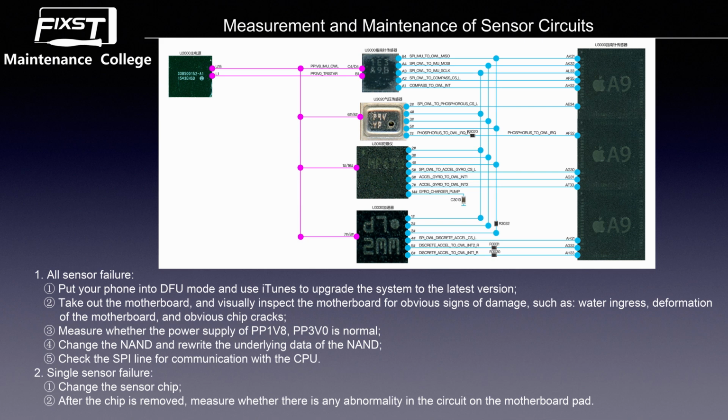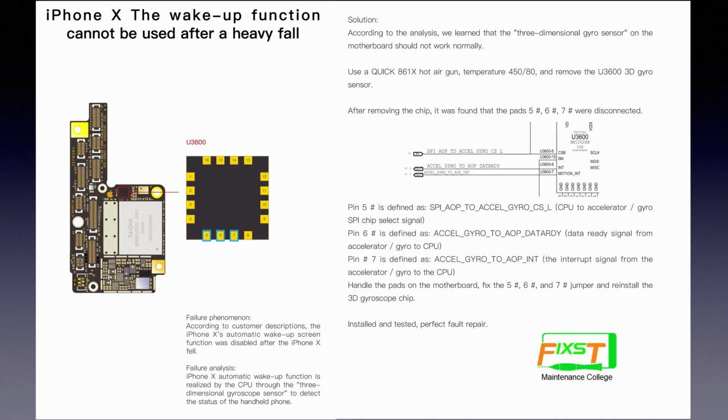Now showing you some cases. This case is an iPhone X. The wake up function cannot be used after a heavy drop. And before the class, we already learned that the wake up function works through the gyroscope, controlled by the CPU. And we have been talking about how to repair the case where only one sensor has some problem. You need to remove that IC first. So in this case, we also do the same. We need to remove this gyroscope IC first and test the points under the pad.